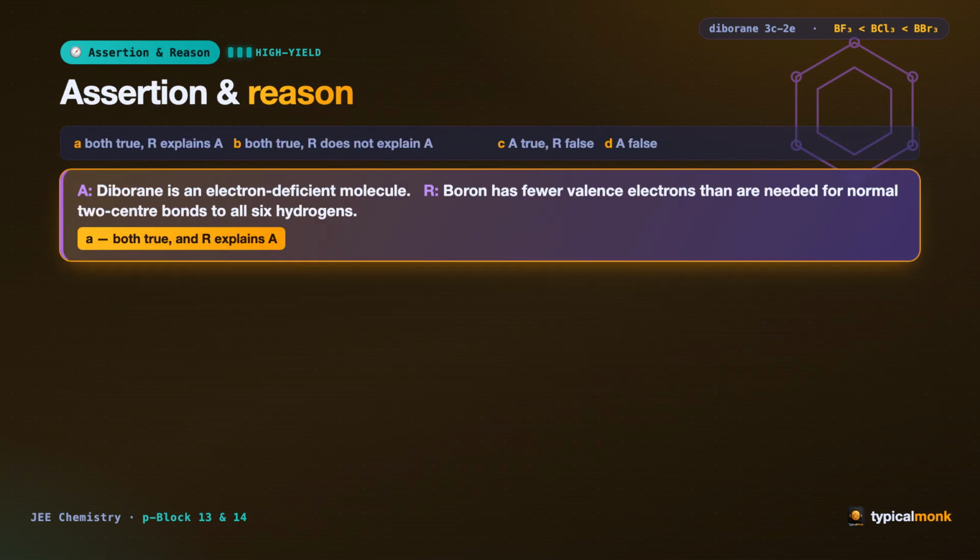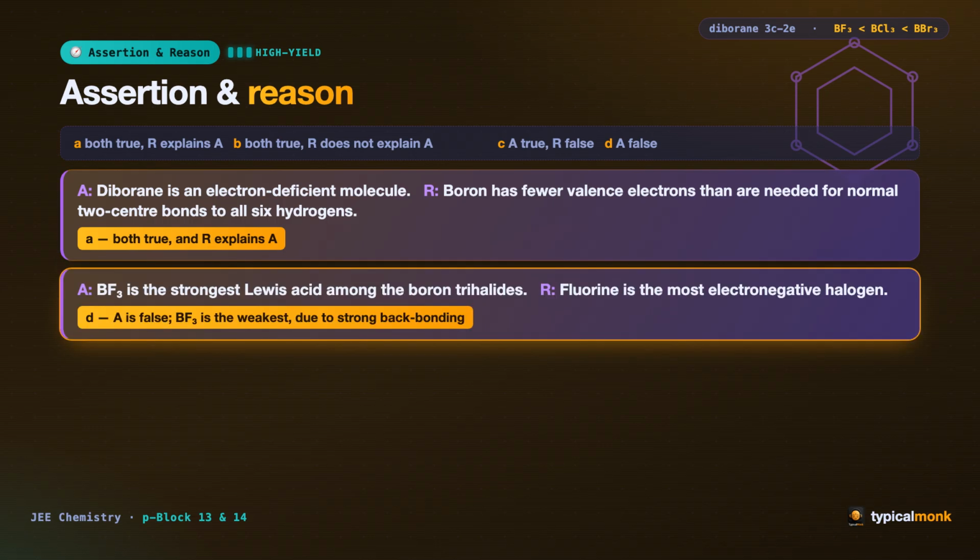Now an assertion and reason drill. For each pair, are both true, and does the reason explain the assertion? First pair. Assertion: diborane is an electron-deficient molecule. Reason: boron has fewer valence electrons than are needed for normal two-center bonds to all 6 hydrogens. Both are true, and the reason directly explains the assertion. That shortage is exactly what makes it electron-deficient. The answer is A.